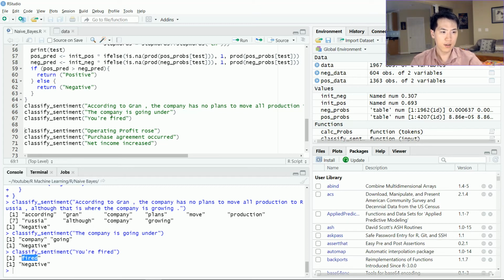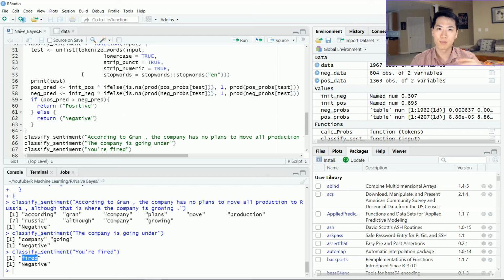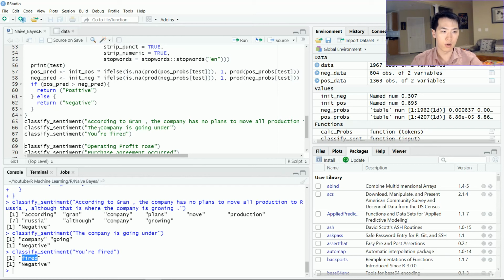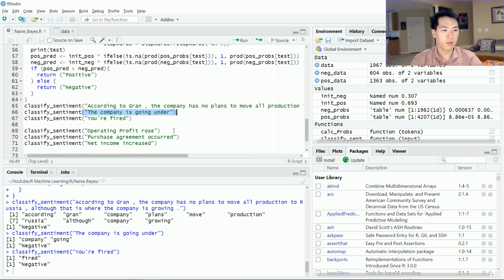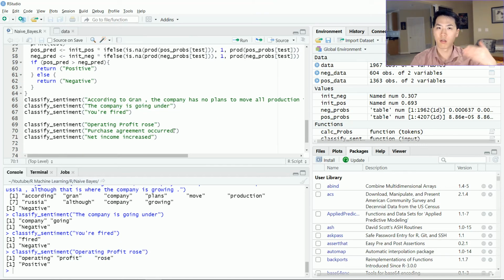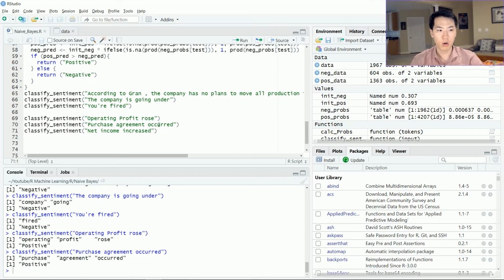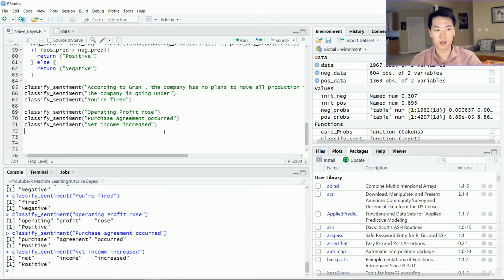What's happening here is that I'm just printing out the stripped-down versions of our given string over here, making sure all the words that we are putting in are only quality words. And of course, just running through the examples over here, operating profit rose, that's of course positive, right? You're making money. Purchase agreement occurred. So agreement is definitely a positive word, that's positive. And then net income increased.